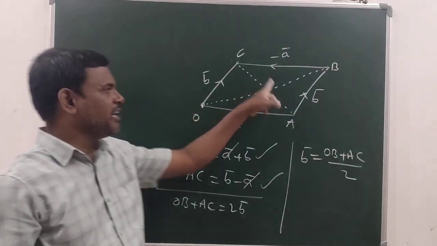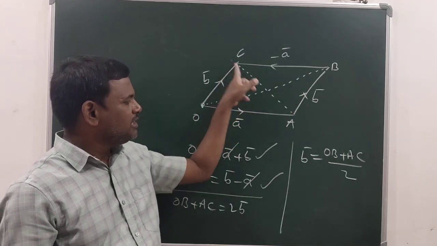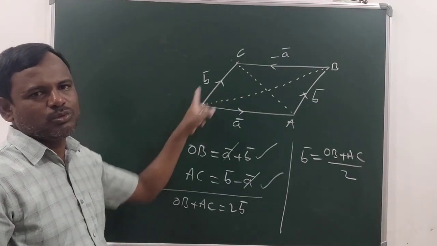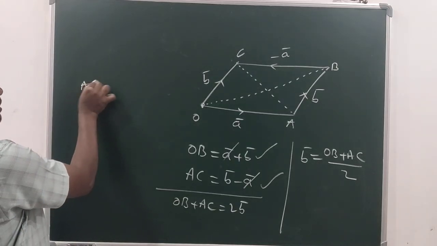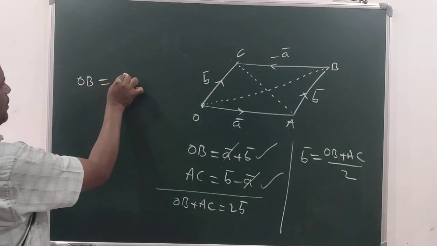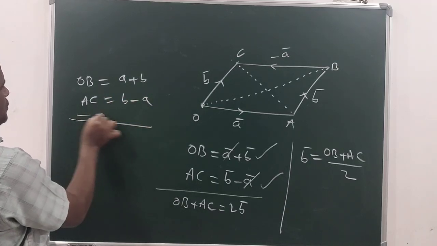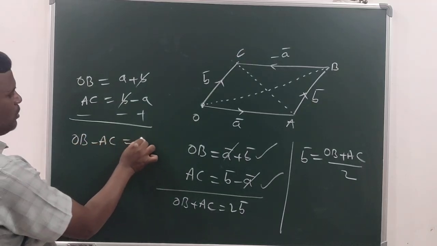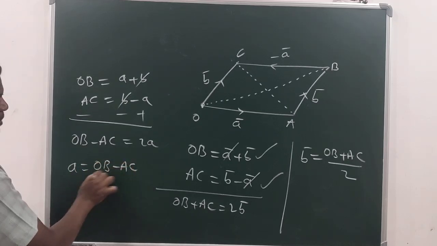Okay students, whenever the diagonal equations are given, how do you get B? OB plus AC by 2. So that you will get this B vector, that is OC. And if you take the subtraction of these two, what do you get? If you go for subtraction of these two, A bar plus B bar and B minus A, so minus minus plus, both of them cancel. OB minus AC is equal to 2OA. So now A is equal to OB minus AC by 2.